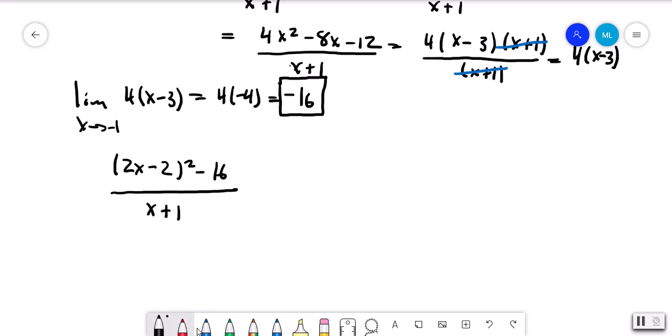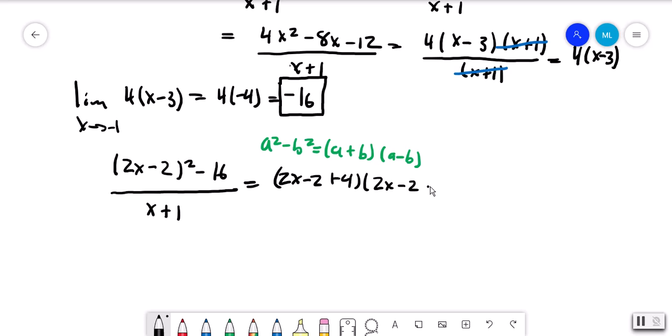So I'm noticing that when I looked at it, this is a difference of squares. We have that a squared minus b squared is equal to a plus b multiplied by a minus b. So that told me that I could just factor immediately instead of expanding. I'd rather not do extra work, so in that case I just factor. So 2x minus 2, now 16 is actually 4 squared, so that's going to be plus 4 multiplied by 2x minus 2 minus 4, all divided by x plus 1. But basically you end up with 2x minus 2 times x plus 4.